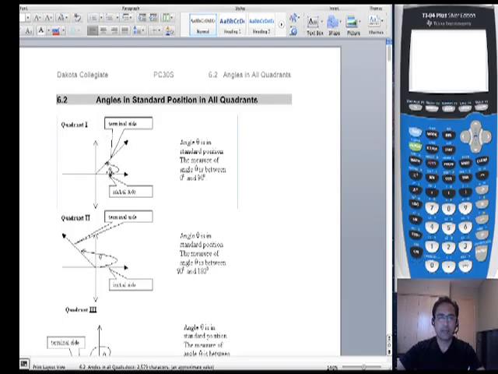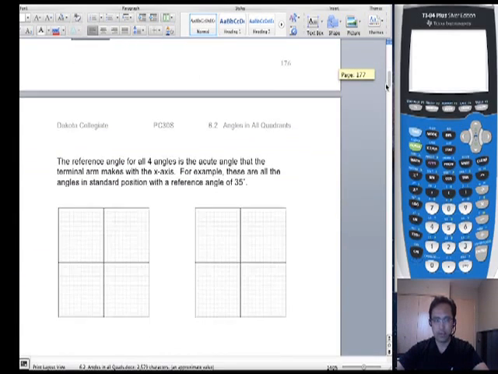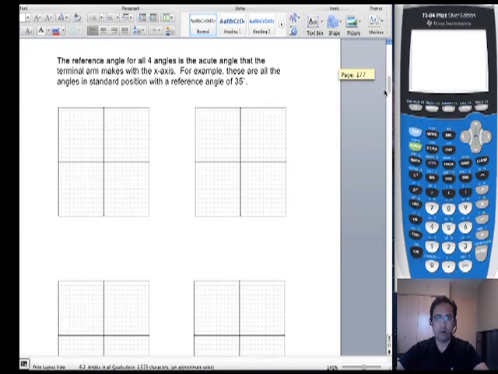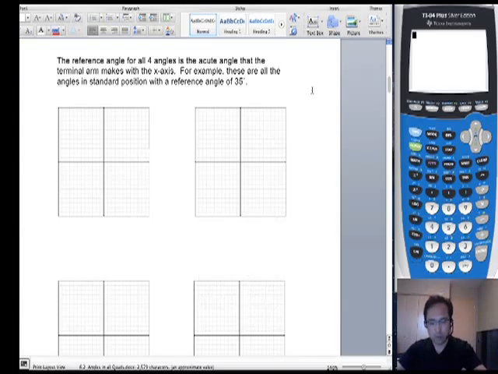Angle theta is in standard position when we're between 0 and 90 degrees. In quadrant 2, it's between 90 and 180 degrees. In quadrant 3, it's between 180 and 270 degrees. And in quadrant 4, we're still measuring this way, it's between 270 and 360 degrees. Now the reference for all four angles is the acute angle that the terminal arm makes with the x-axis. So that's whichever x-axis is closest.